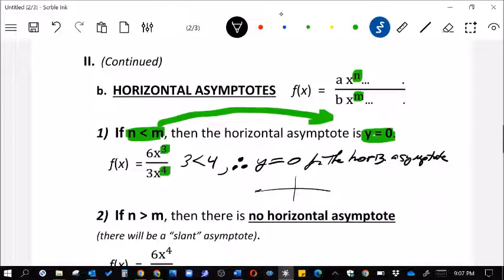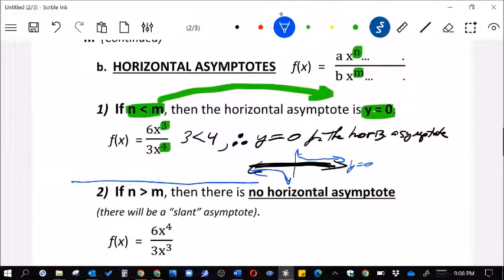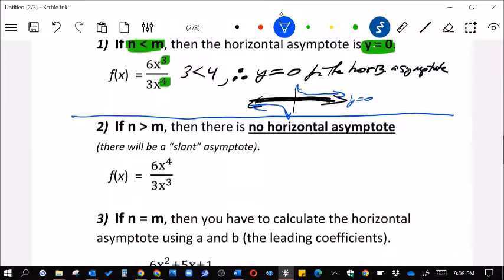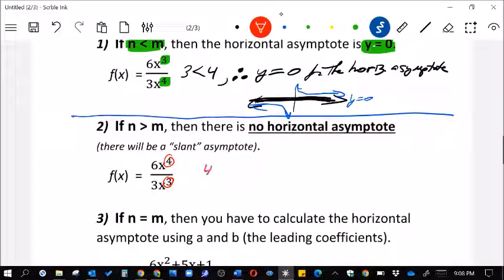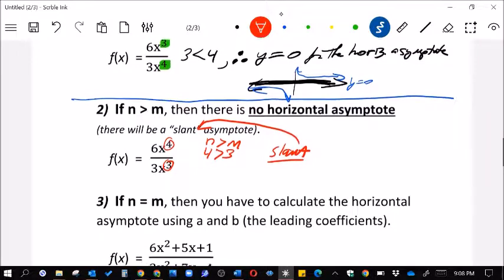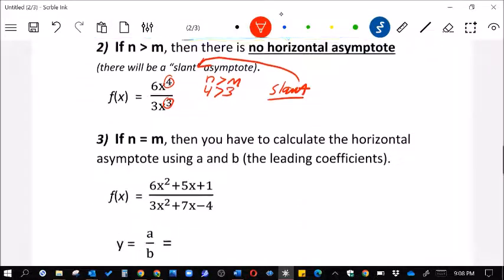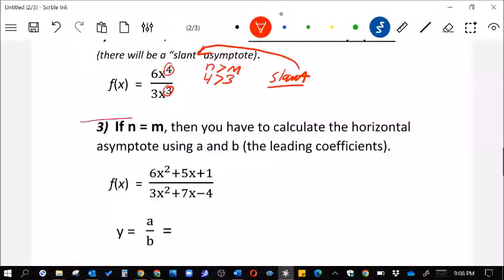That means in the graph of it, the graph wouldn't touch, which is what you often see. You often see it going like this and going like this, and it gets closer to 0 and doesn't touch 0. That's y equals 0. Now, different if they're reversed. Here's 4 and here's 3. So here 4 is greater than 3. That's n greater than m. That means you have a slant asymptote. Okay. And that's coming up on the next page. So wait a moment and we'll see what to do with slant asymptotes.